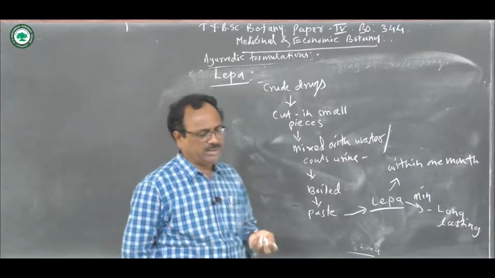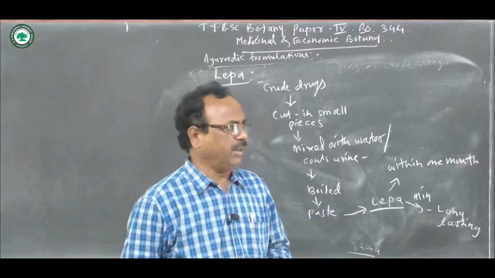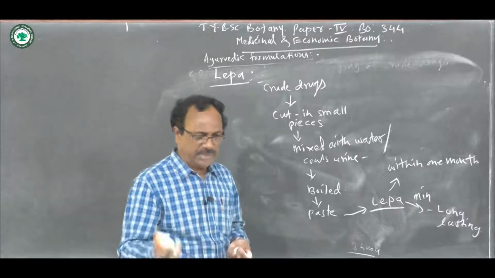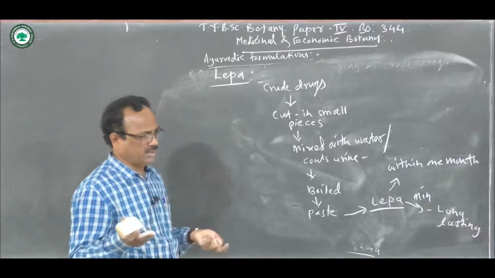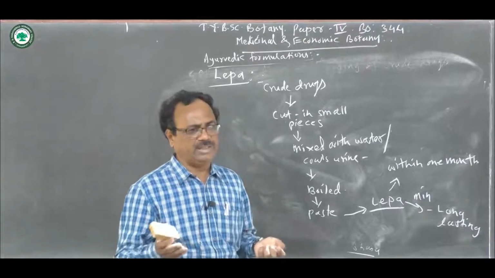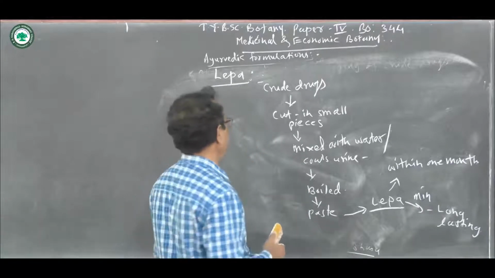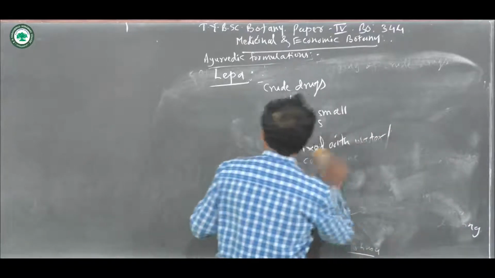There are so many laps like the Sinduradi lap, then Bajarangi lap and so on. These laps are applied externally. Mostly if there are problems like rheumatism, swelling and so on, then these laps are commonly used. So thus here this is about the next Ayurvedic formulation, that is the lap.